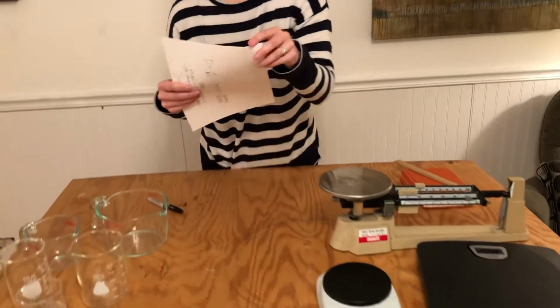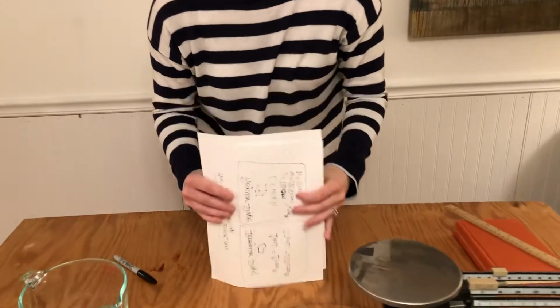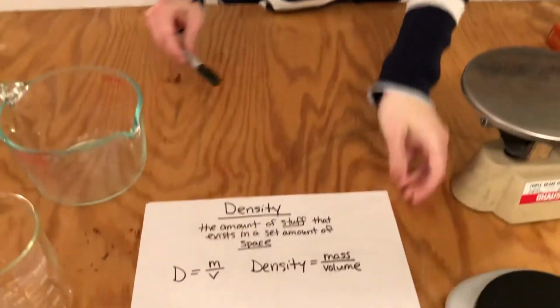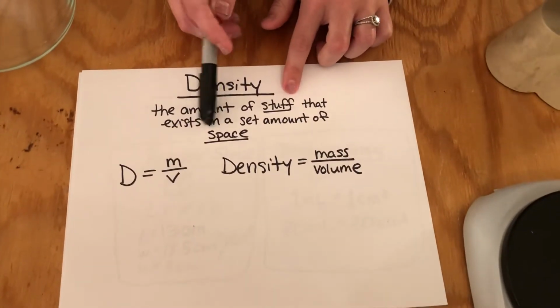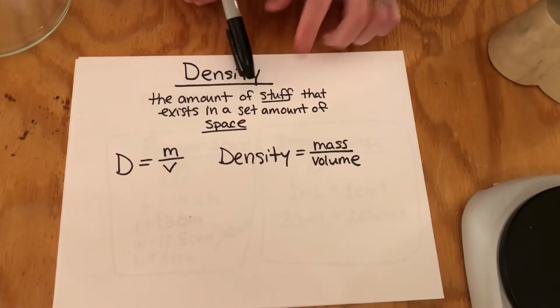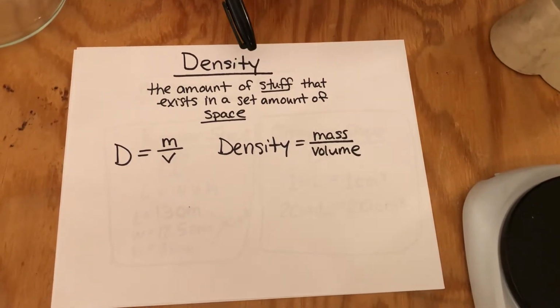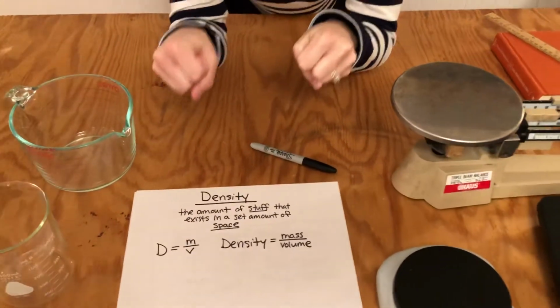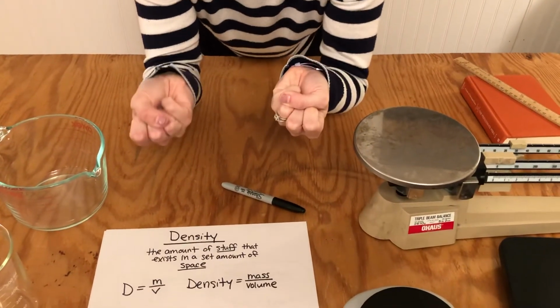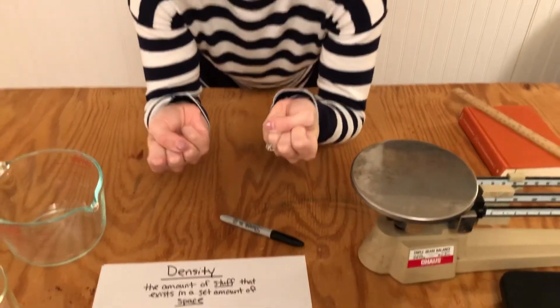Now the last type of measurement that the book talked about in section 1.2 was density. Density takes everything that we've learned in this video and it puts it all together. So density is the amount of stuff that exists in a set amount of space. This is the reason why a hard rock about the size of my fist and a hollow wiffle ball about the size of my fist feel very different when I hold them in my hands, because that solid rock is very dense. It's got a lot more matter packed into that amount of space than the wiffle ball does.